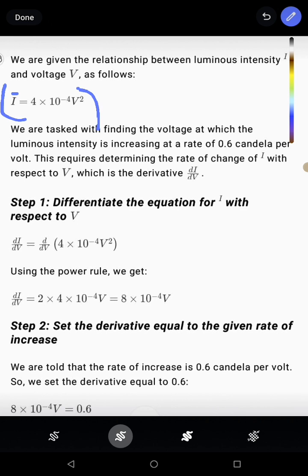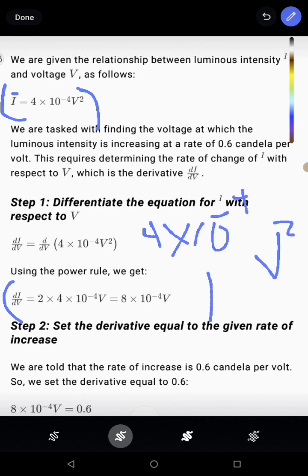Now, differentiating that will be V square. I told you the whole of 4 times 10 raised to the power minus 4 is just a constant. So differentiate V square. The derivative of V square is 2V. So 2 times 4, 8. That's how we got this here. Let that be a constant, then differentiate V square. Differentiation of V square is what? 2V. 2 times 4, 8. That's how we get 8 times 10 raised to the power minus 4 times V.